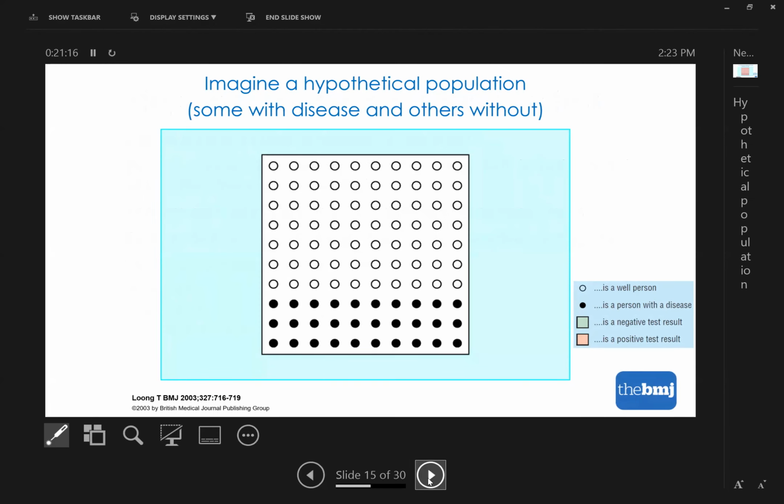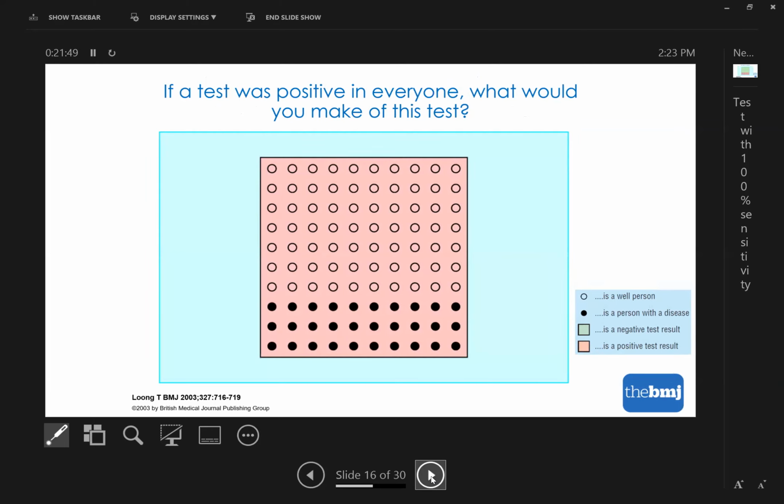I'm going to first show you how we think about sensitivity and specificity in a visual way. So imagine a hypothetical population, some with disease and some without. All the black dots are people with the disease. All the white dots in this population are people without the disease. Let's assume that the black dots are all people with COVID-19, and all the white dots are people who don't have COVID-19. So then we do the test. Let's say this is a new COVID test approved in your country. And let's say everybody in this population is positive on this new COVID-19 test.